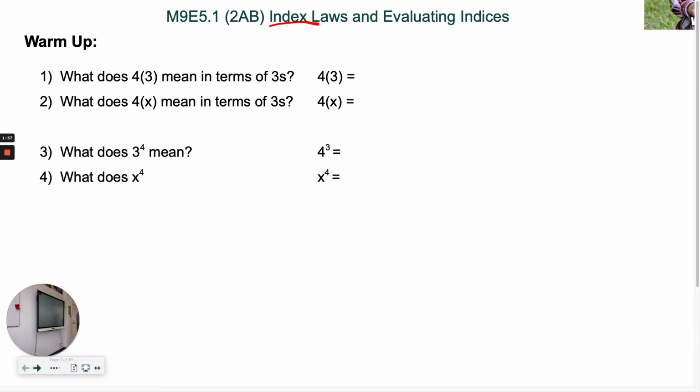4 times 3 really means what? 12. Yes. 4 plus 4 plus 4. I like that. If we're doing it in terms of threes, it's 3 plus 3 plus 3 plus 3. This means 4 of these things. So this is 4 of these. How are they connected? Plus.